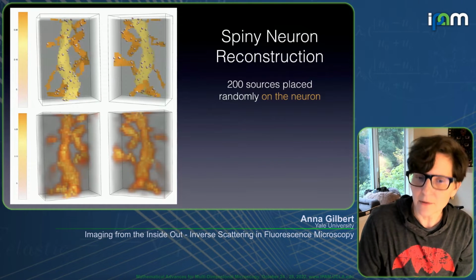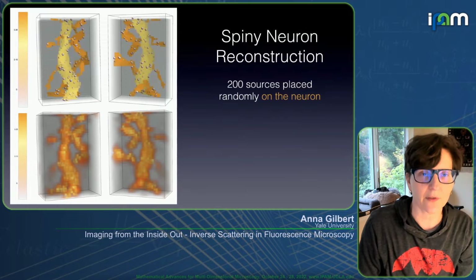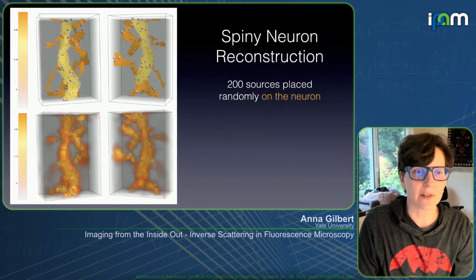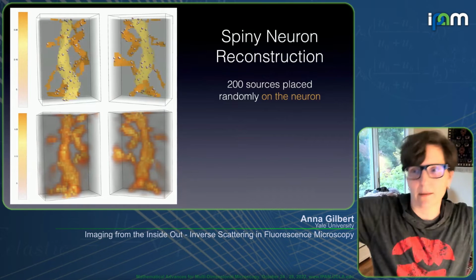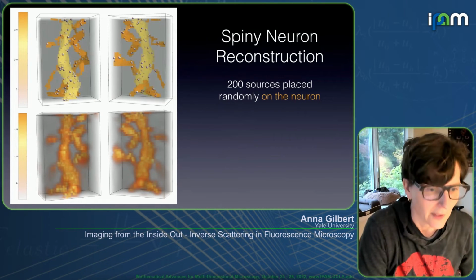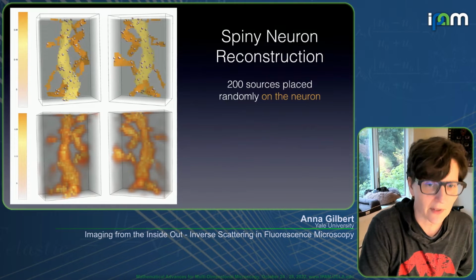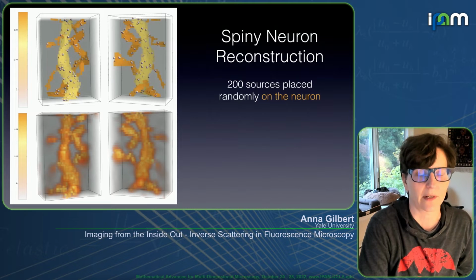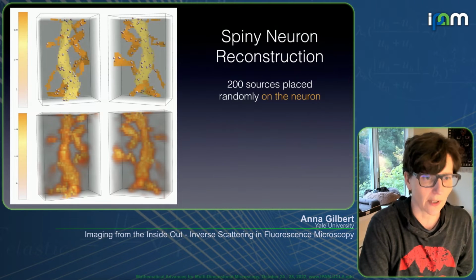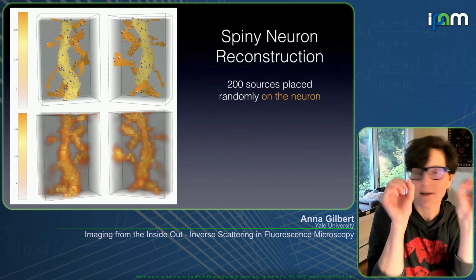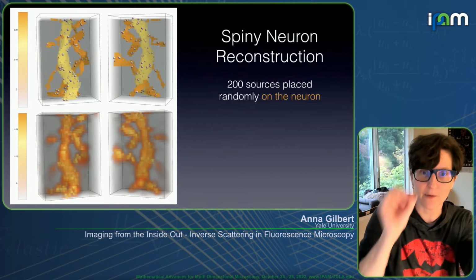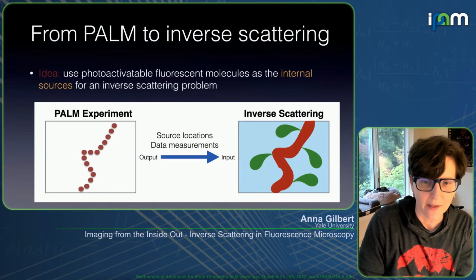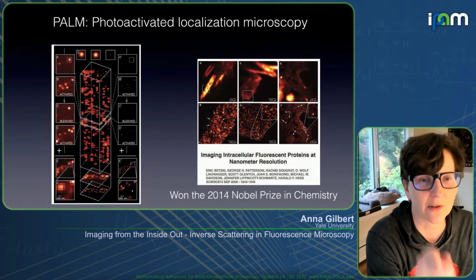Okay, so the first kinds of reconstructions we did were to place the sources randomly on the neuron itself. And you can see we actually get pretty good reconstruction of the entire neuron, not just the map of where the fluorophores are. Oh yes, this I should have emphasized when looking at the PALM pictures.